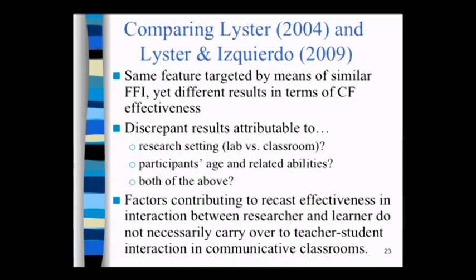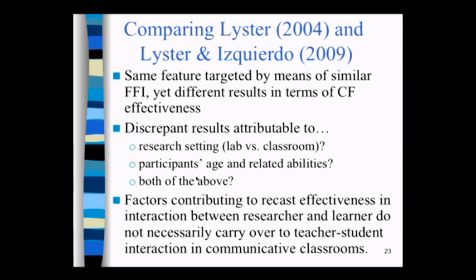If we compare this lab study with the classroom study, these studies weren't designed to be comparable. There are a lot of differences. One thing that is the same is the grammatical gender target and the same types of form-focused activities, but the results are very different. The older learners benefit from both types of feedback in a lab setting. The younger learners benefited more from prompting.